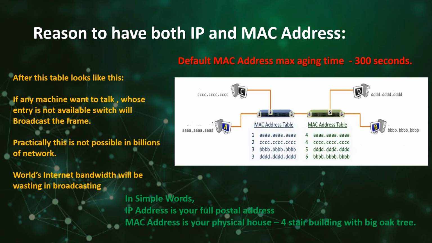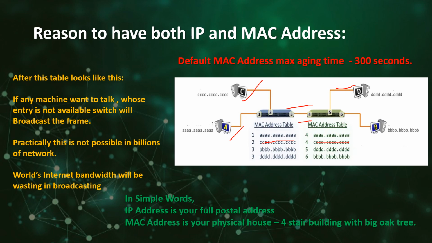The default MAC aging time of the MAC address table is 300 seconds, which means 5 minutes. After 5 minutes, if no communication is happening from C or D, the switch removes those particular entries from the table. And again, how will it happen? Once they connect back, the same process repeats. It sends the frame to the switch. If C wants to communicate to B or A, it sends the frame and again the switch will broadcast. Then again the information is stored on the switches.